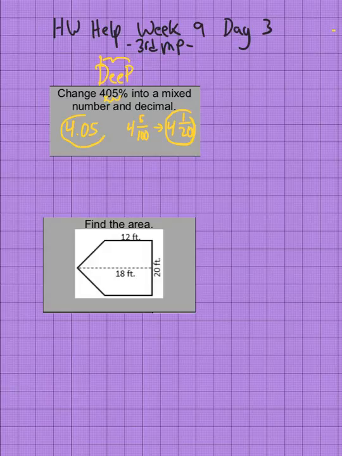Now an alternative way you could have done this is 405% is 405 over 100, and then you reduce that and you'll get 4 and 1/20. Doesn't matter as long as you get it. All right, let's go down below.